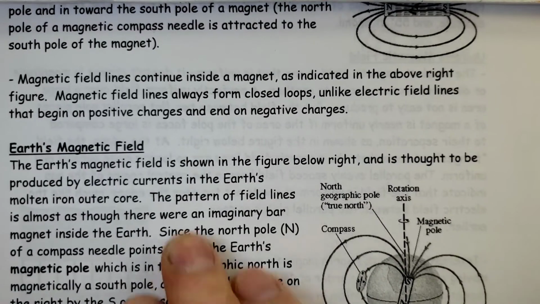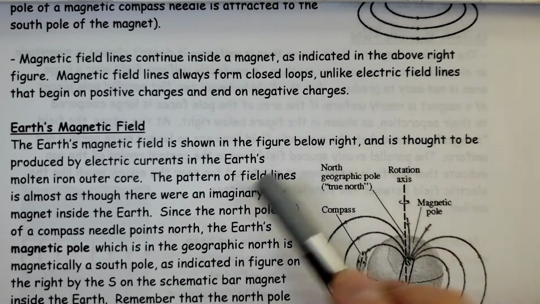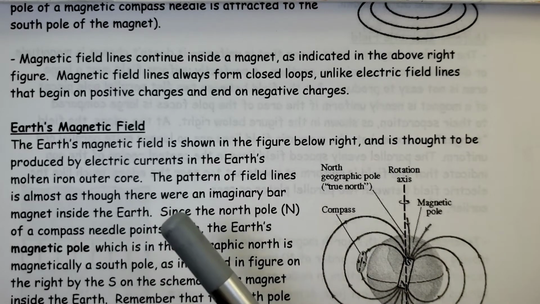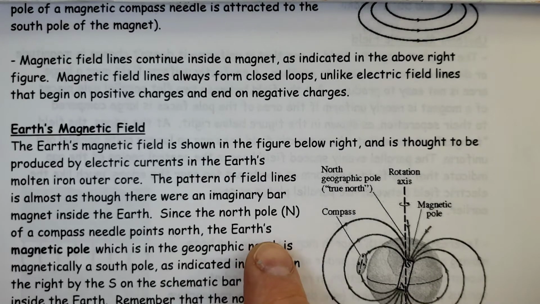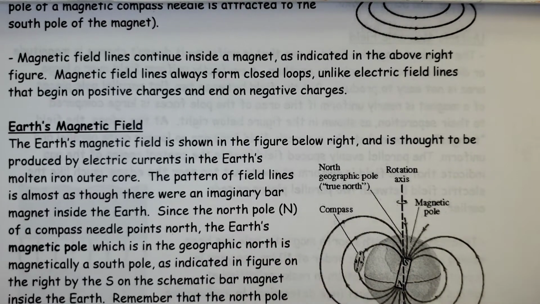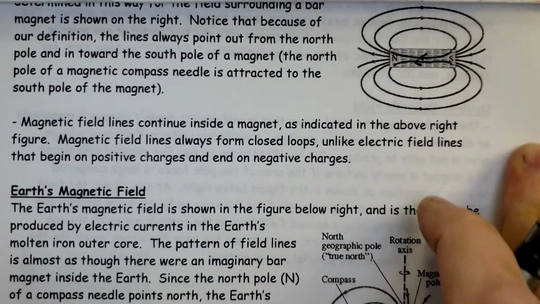Earth's magnetic field. The Earth's magnetic field is shown below right and is thought to be produced by electric currents inside the Earth's molten iron outer core. The pattern of field lines is almost as though they were an imaginary bar magnet inside the Earth. So if we take a look here, it's very similar to what we have going on here.